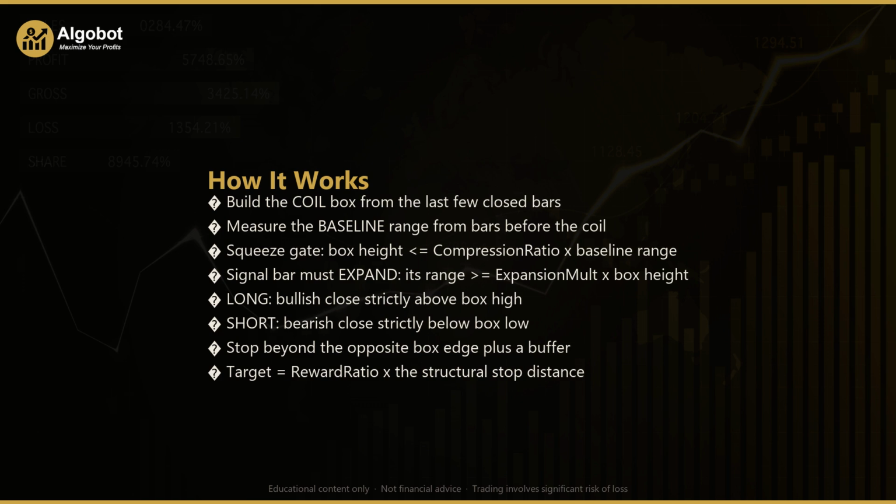Now for direction. For a long trade, the EA signals when that expansion bar closes strictly above the box high and is bullish, meaning the close is above the open. That's the spring releasing upward. For a short trade, it's the mirror image. The signal bar closes strictly below the box low and is bearish. The market chooses the side.